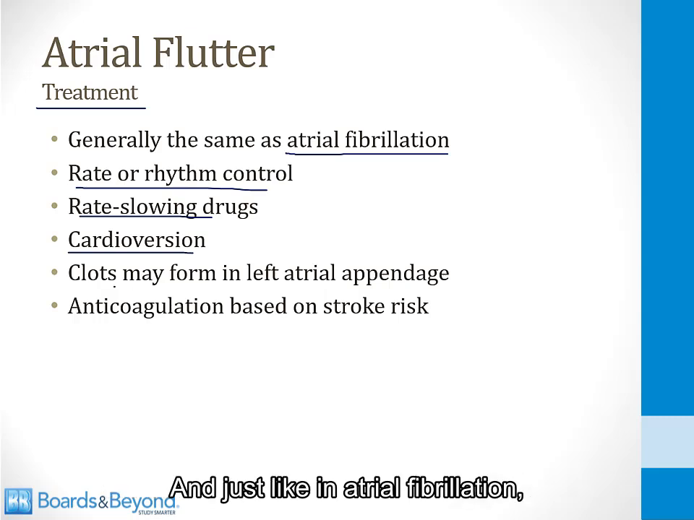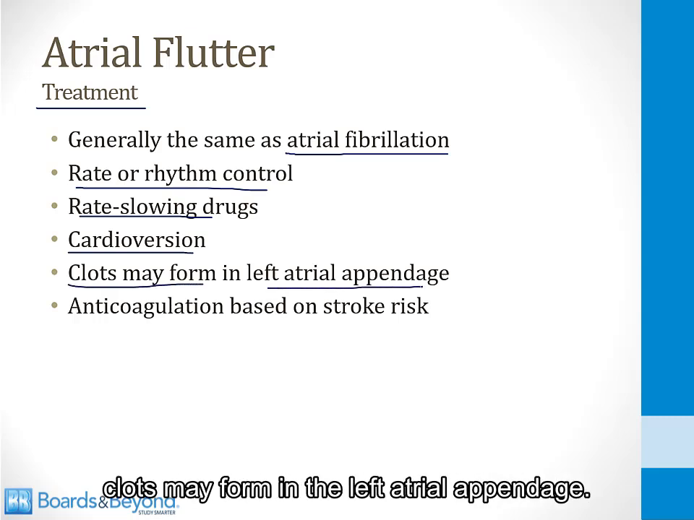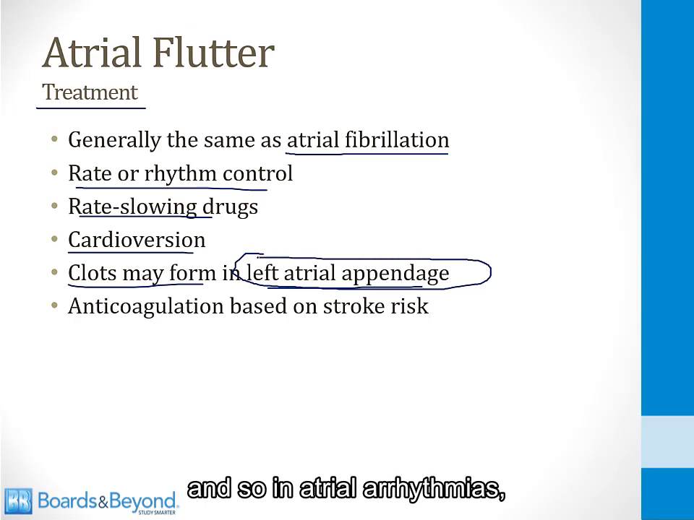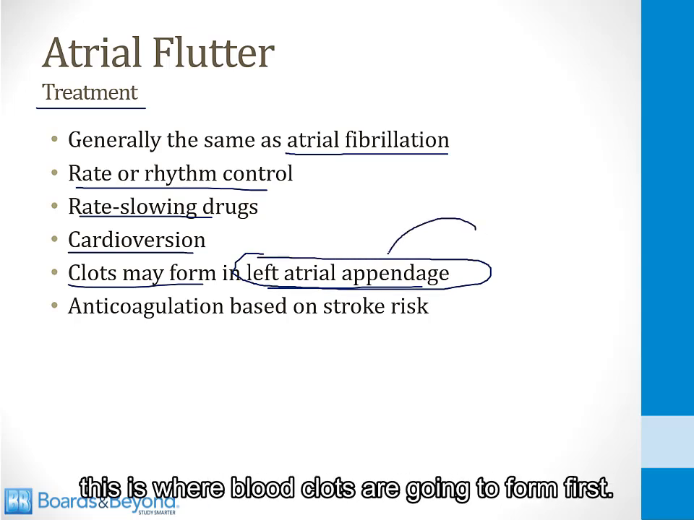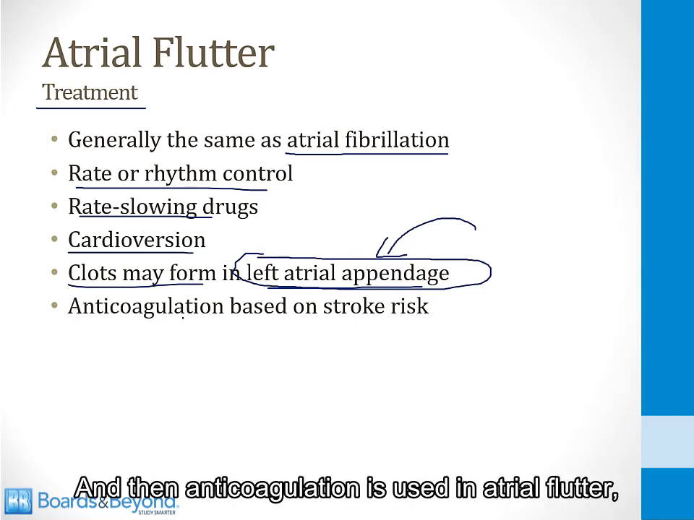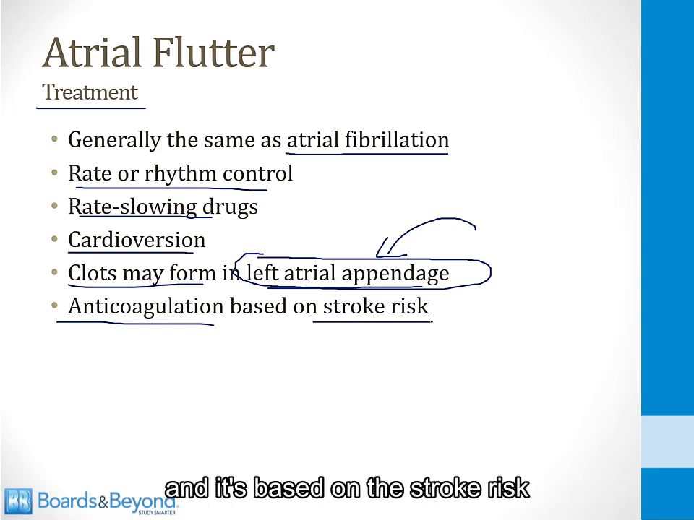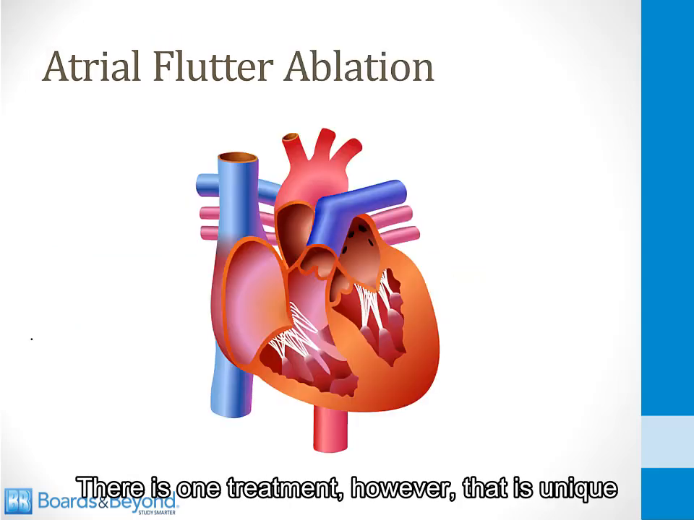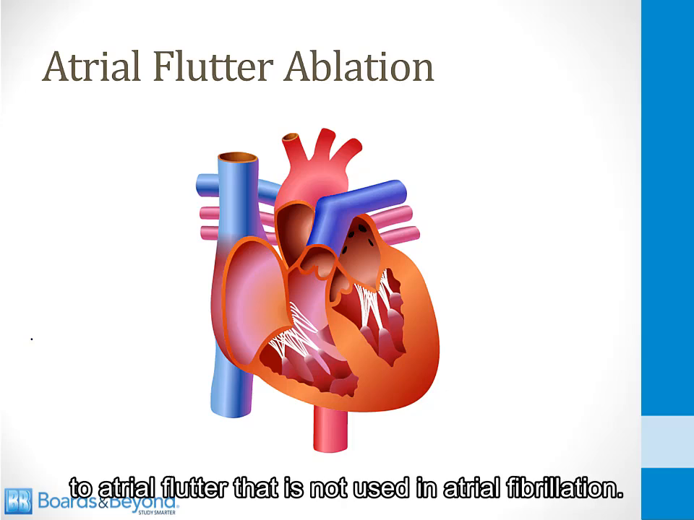And just like in atrial fibrillation, clots may form in the left atrial appendage. Remember, this is where the blood flow is slowest, and so in atrial arrhythmias, like atrial fibrillation and atrial flutter, this is where blood clots are going to form first. And then anticoagulation is used in atrial flutter, and it's based on the stroke risk, the same way we talked about for atrial fibrillation.